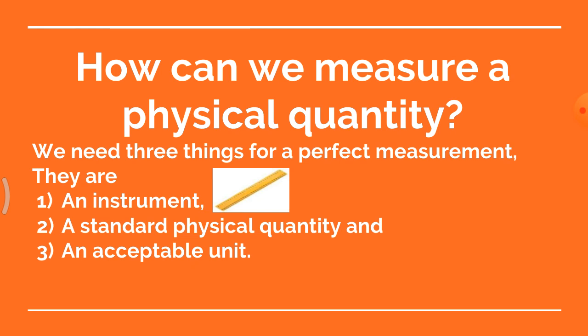How can we measure a physical quantity? We need three things for a perfect measurement. They are an instrument, a standard physical quantity, and an acceptable unit. For example, if you want to know the size of your science textbook, you need an instrument. That instrument is nothing but your scale. So you measure the physical quantity length by using the acceptable unit. Based on the size of the object, the acceptable unit may change. Even the instrument may also change.